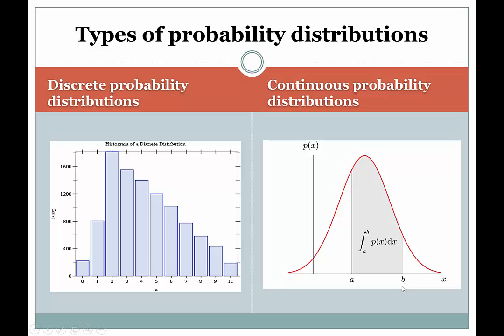And again, we can ask questions like the probability that x is greater than b, that it's between a and b, that it's less than b, etc. But if we ask the probability that x is equal to b, the answer will be 0 because there is no width or no area associated with b. It has a height, but it has no width. So therefore the area is 0. Okay, that's important.